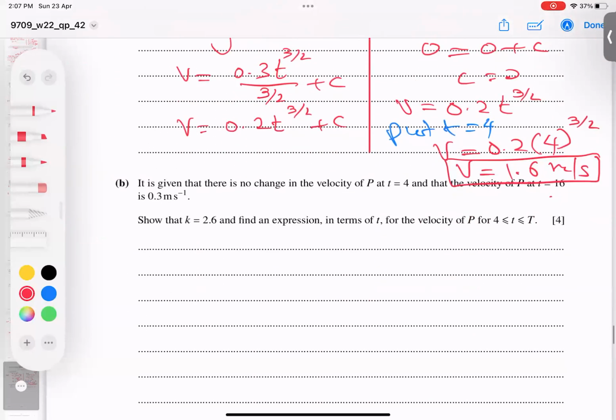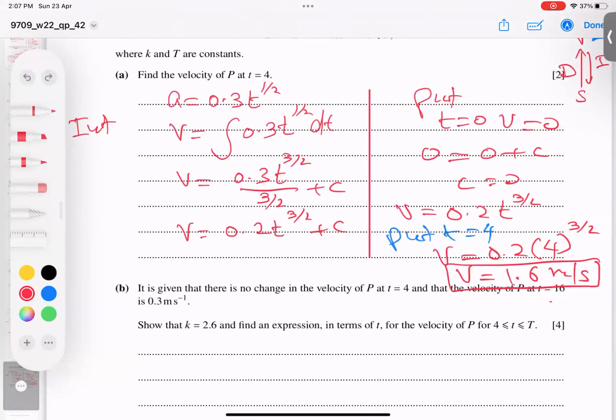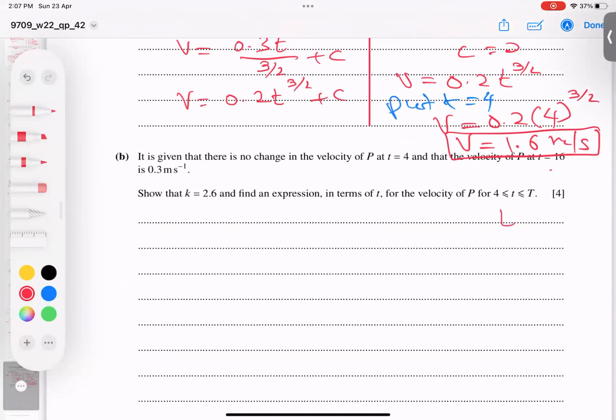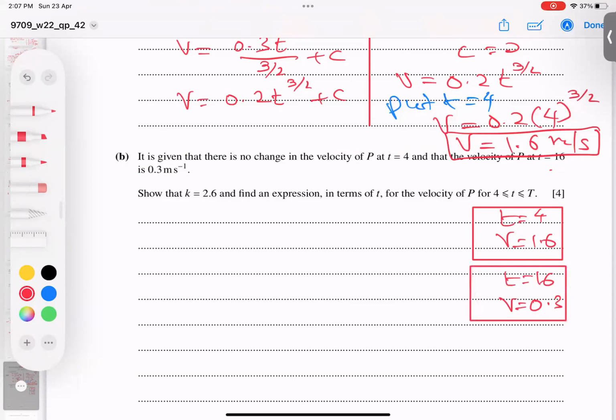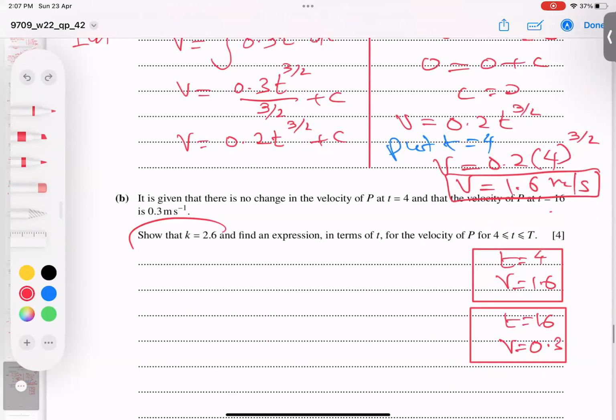Next part, it's given that there is no change in velocity when time is 4. It means that at time 4 the velocity is 1.6. So we got one pair: time 4, velocity 1.6. And the second data is that velocity is 0.3 when time is 16. Why are two data given? Because when I integrate, I get a c and a k, two unknown constants. They ask to show that k must be 2.6, with an expression for the velocity I'm looking for.